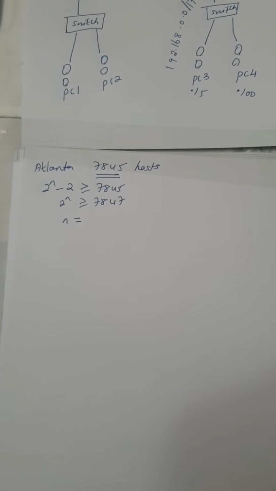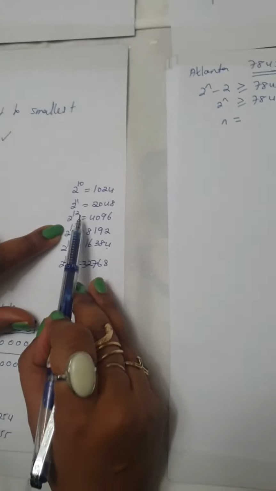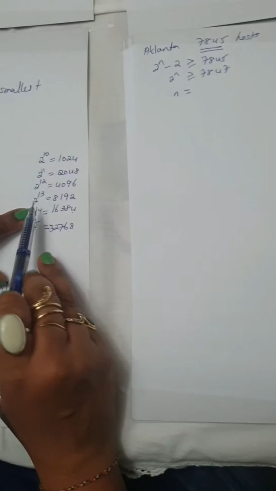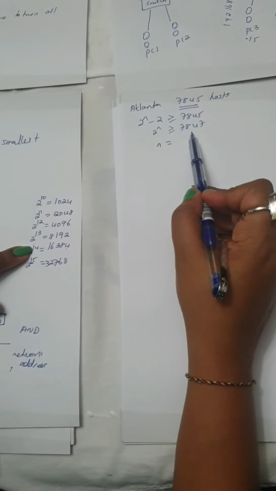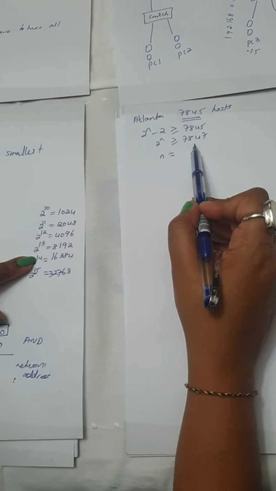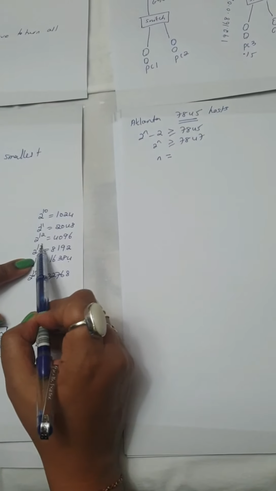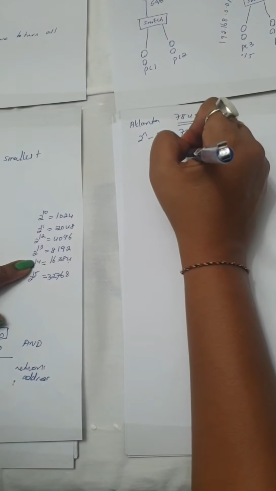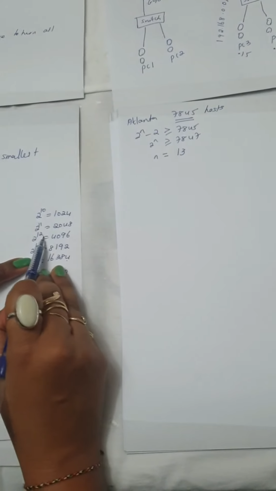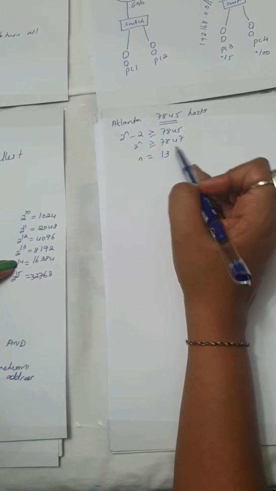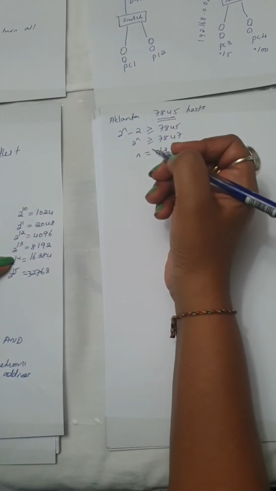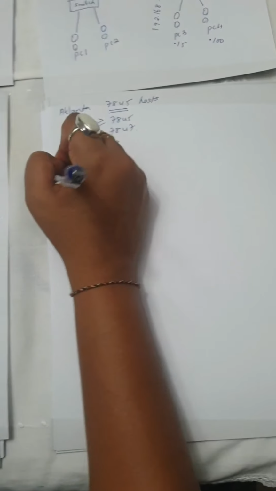So let's see here again. We have 2 power 12, 4,096. 2 power 13 is 8,192. So obviously 4,096 is too small, so it can't be 12. It has to be 13. N is equal to 13, because 2 power 12 is smaller than this. We can't put 12, so 13 is more than this. So then it's okay.